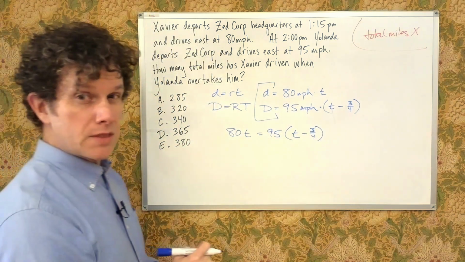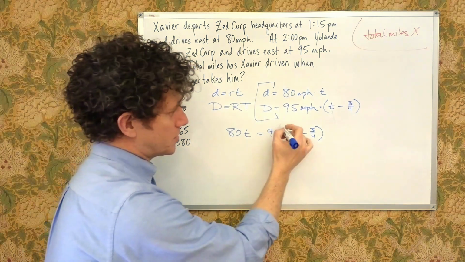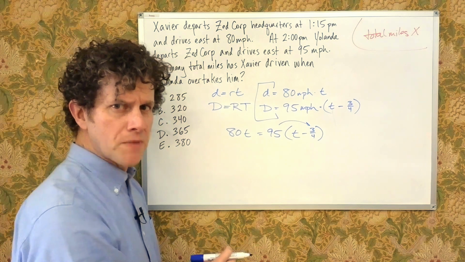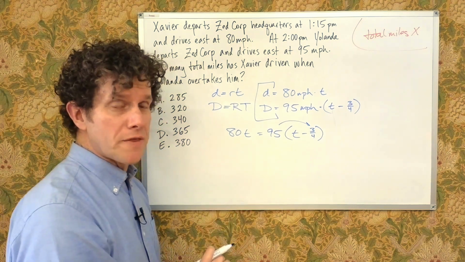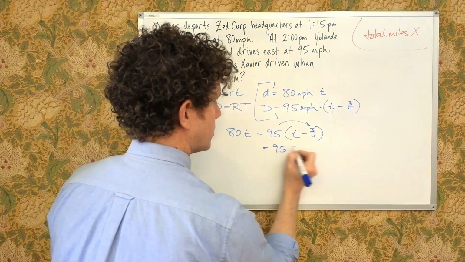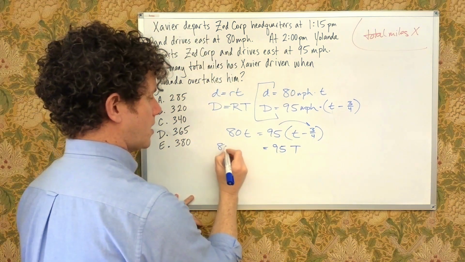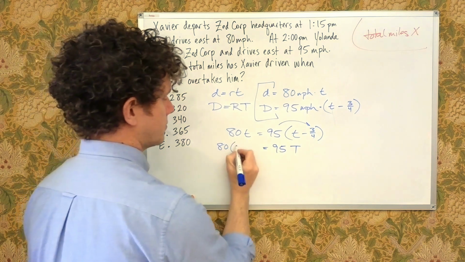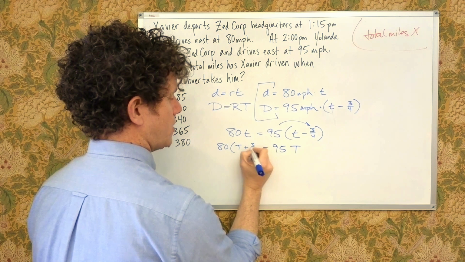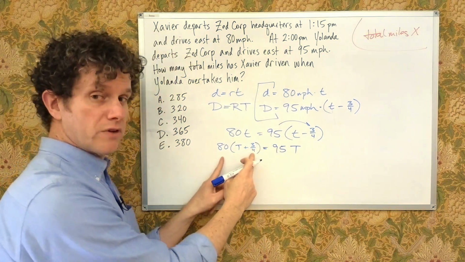And I'm going to do something a little extra fancy here. I don't really want to do that distribution. It's not going to be pretty. But I wouldn't mind combining 80 with 3/4. So what I'm going to do, I'm going to say Yolanda travels for 95 times t, and Xavier travels for her time and a little more. Now I have some nice happy numbers that play very well together.